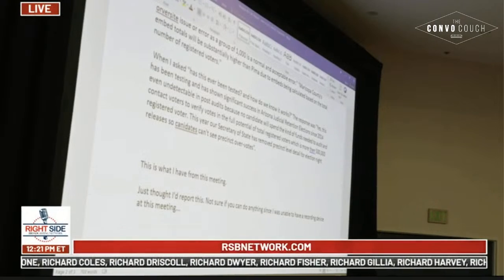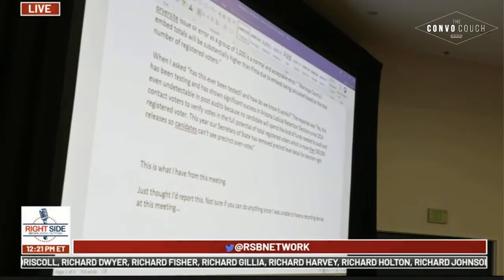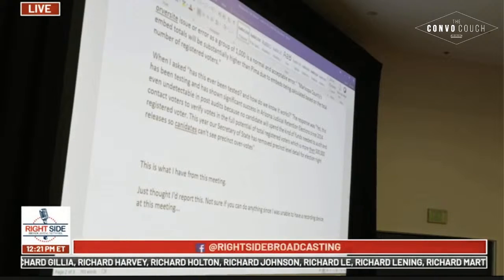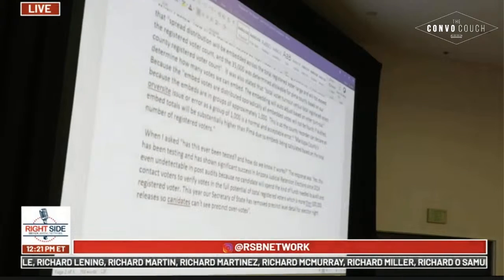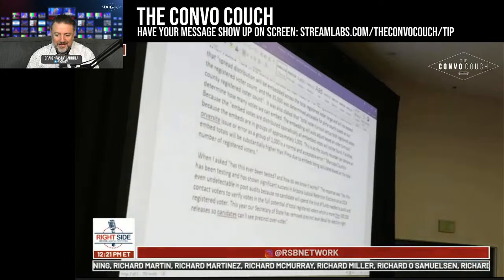This year, our Secretary of State has removed precinct level detail for election night releases so candidates can't see precinct overvotes. This is what I have for the meeting. Just thought I'd report this. Not sure if you can do anything since I was unable to have a recording device in the meeting. Again, we hope this individual would come forward and issue this as an affidavit, but this is significant.